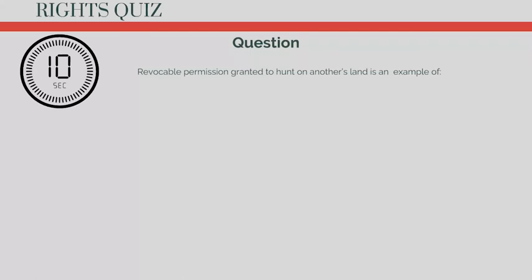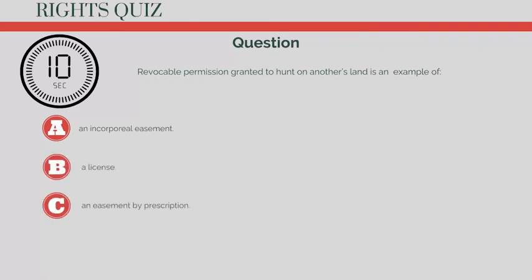Revocable permission granted to hunt on another's land is an example of A. An incorporeal easement, B. A license, C. An easement by prescription, D. An easement appurtenant. B. A license.